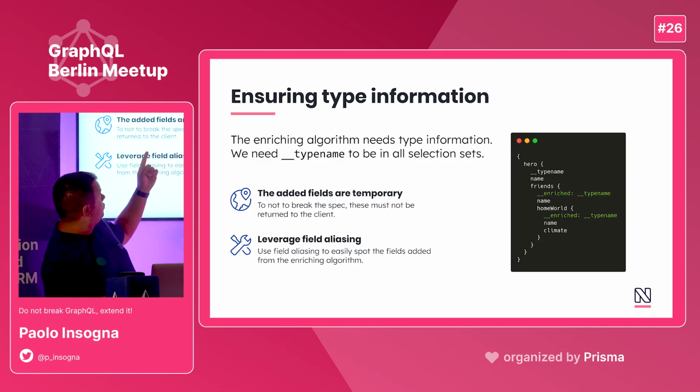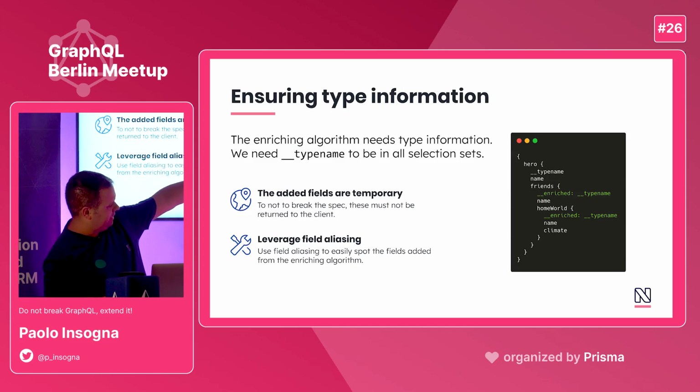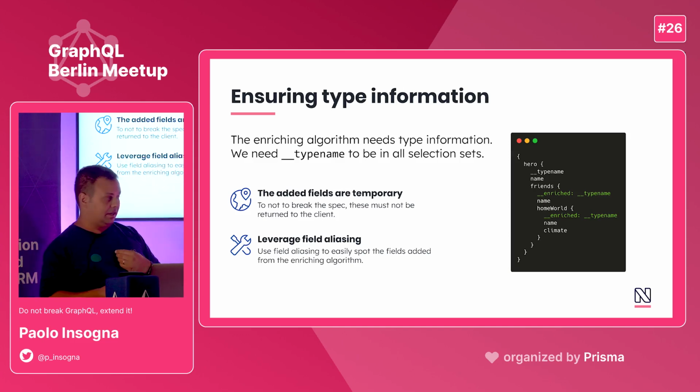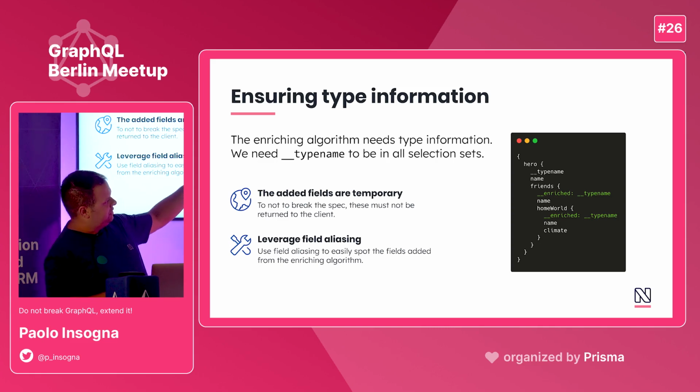First of all, we have to ensure that we have types everywhere. So in the input query that you see on the right, the green fields have been added by my algorithm, and I'm using the aliasing technique of GraphQL. Does anybody know what aliasing is about?